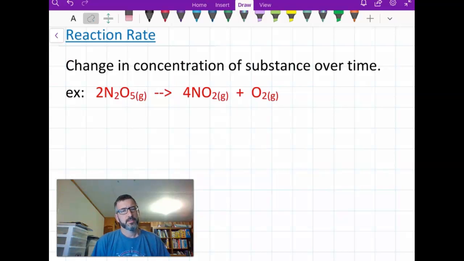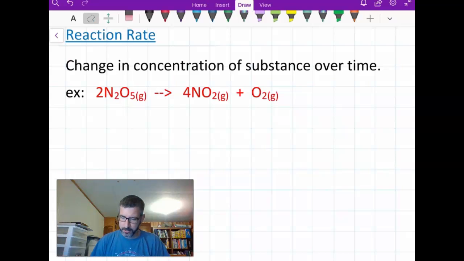The first thing we have to think about is what's happening over time to our reactants and products. In the beginning, we're going to have all reactants, so a high concentration of N2O5 in this case, and zero products, so no NO2 gas and no oxygen gas. So, of course, that means reactants are going to be going down over time, and products are going to be going up over time.